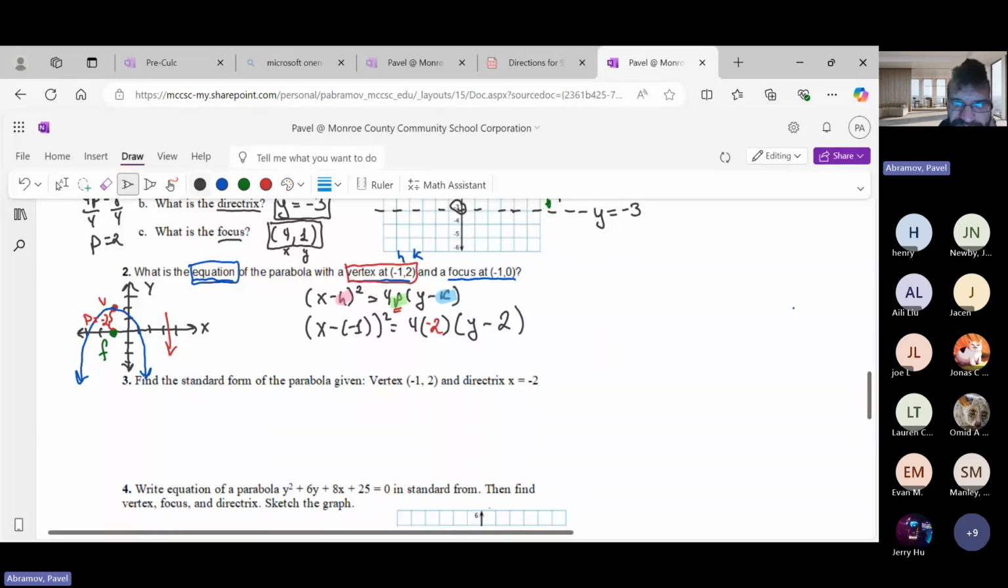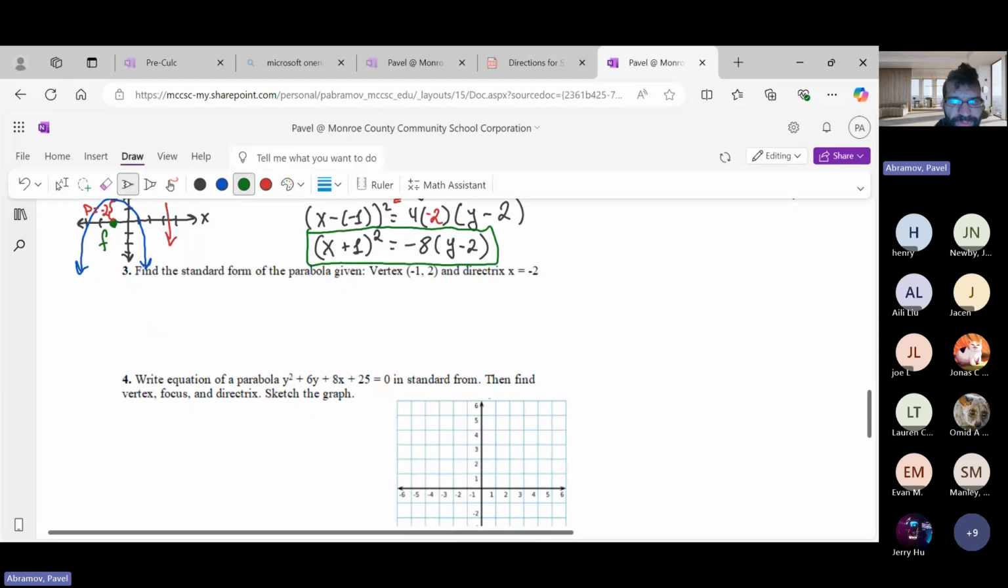And now from here, we just need to simplify everything. So it's going to be x plus 1 squared equals -8 times y minus 2. And that's it. That is our equation in standard form. We don't really need to do anything else to this equation.